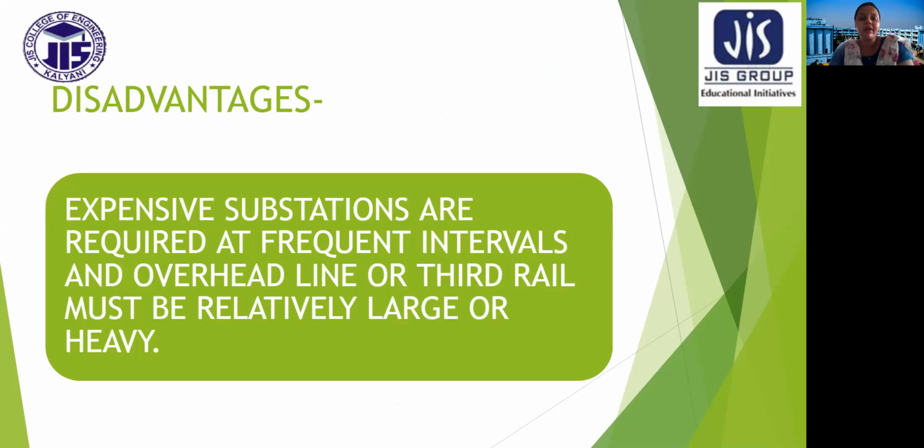Now, what are the disadvantages? Expensive substations are required since very high voltage cannot be used in case of DC. It's only ranging from 1500 volt to 3000 volt. So the distance between the substations is smaller. So expensive substations are required at frequent intervals, and the overhead line or third rail must be relatively large or heavy.